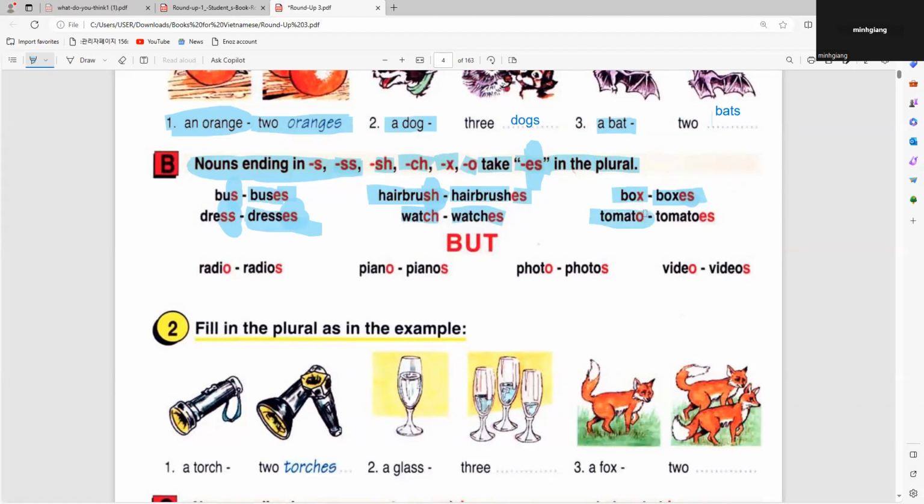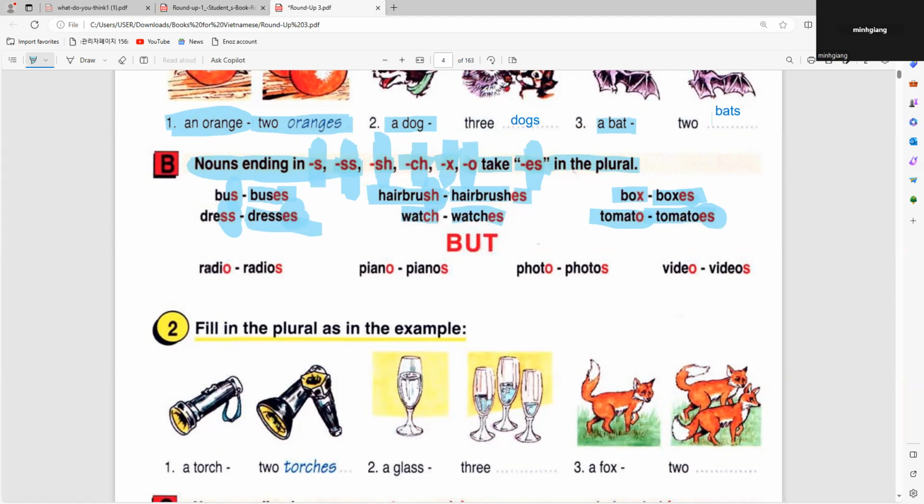This one, tomato. You will add ES. Tomatoes. Okay, so one letter S, for example bus, two letter S, dress, dresses. This one, hairbrush, hairbrushes. This one, watch, CH, watches. X, for example, box, boxes. And O is tomato, tomatoes. Do you understand now?